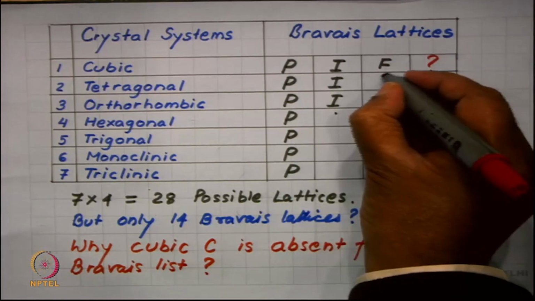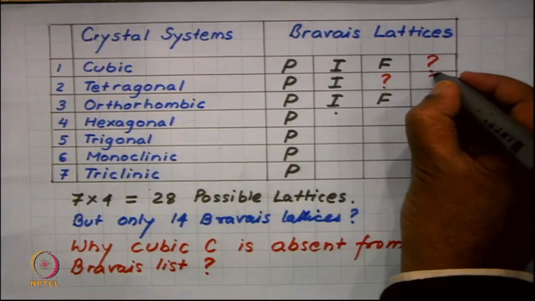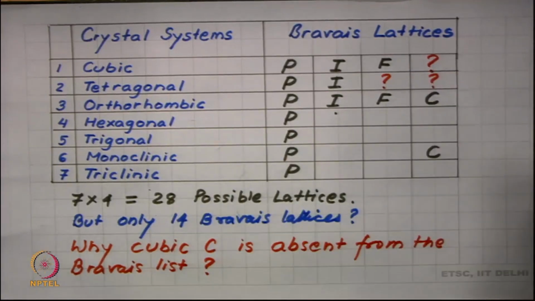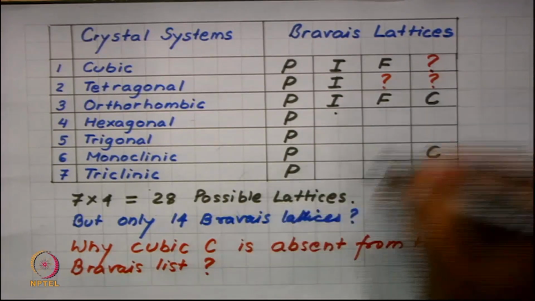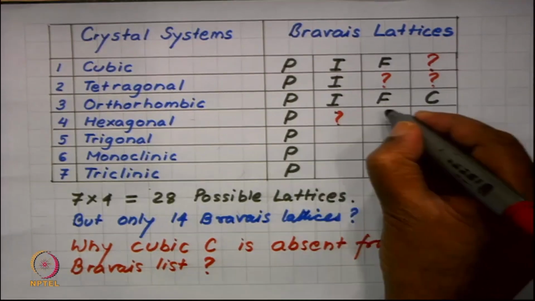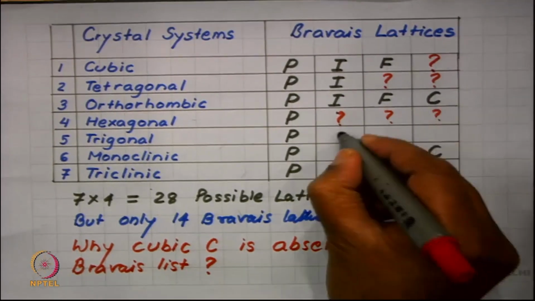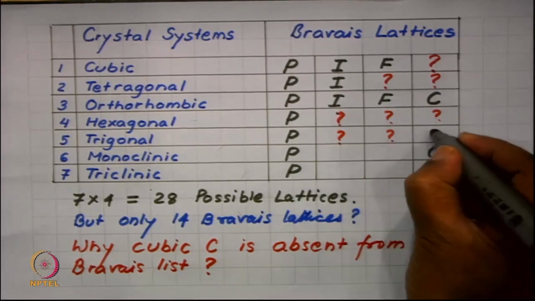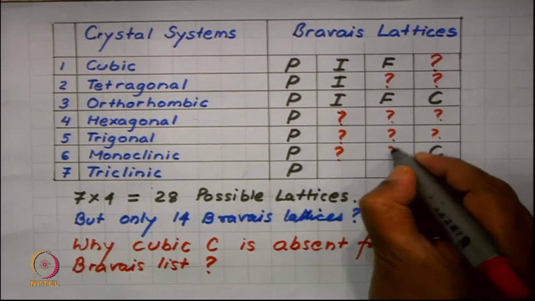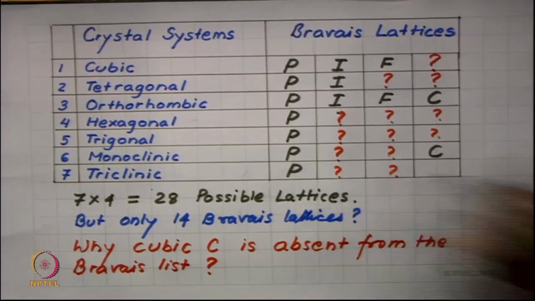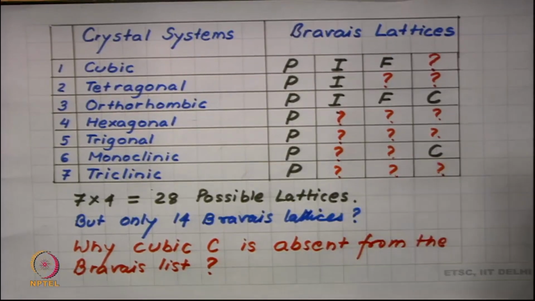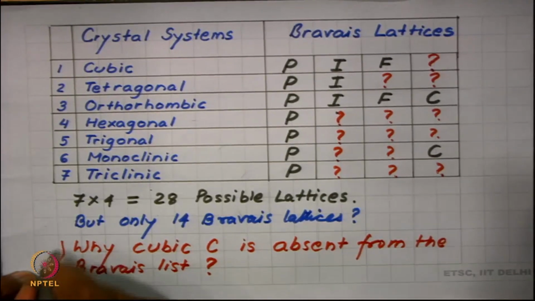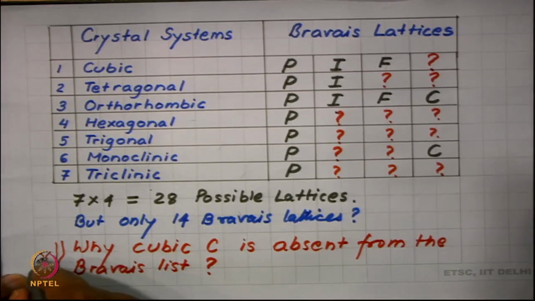Why is tetragonal F not there? Why is tetragonal C not there? And so on. So, all these empty boxes are a question mark, and it is this question which we will take up in the next video. So, this will be our starting point for our next videos.